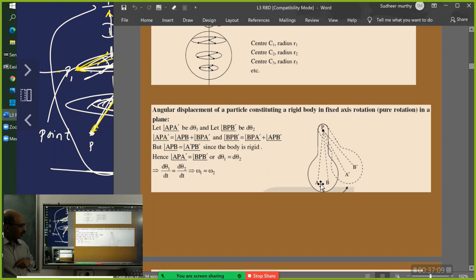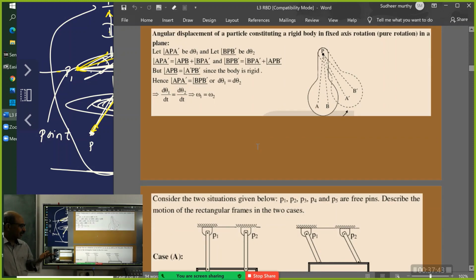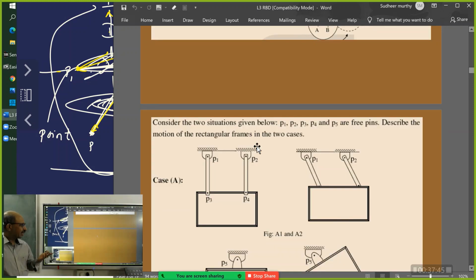That means if A has moved from A to A dash and has made some angle d theta 1, B has moved from B to B dash, it will also make the same angle. So d theta 1 is equal to d theta 2, and therefore angular velocity is also the same, angular acceleration is also the same. This is the way of proving that the angular quantities will be the same for all the particles in rotational motion. Because if they ask you to prove, you should be able to prove it, right? Okay, now take this case here.